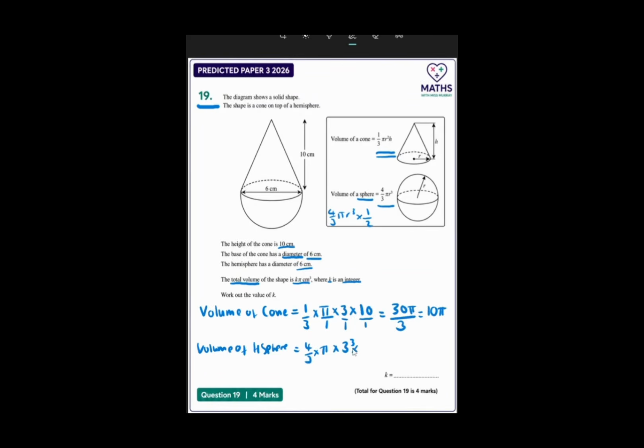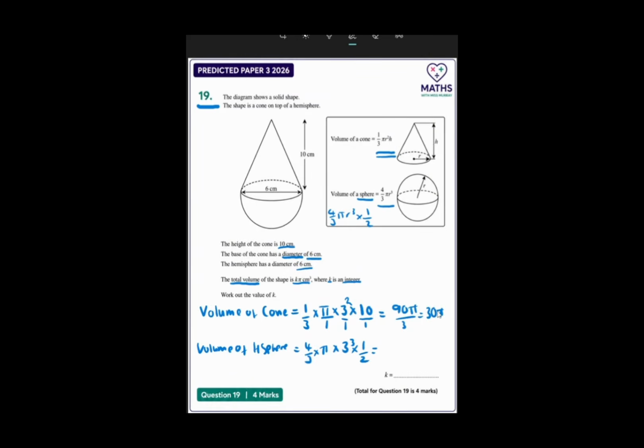Times by a half, which equals, right, I've just realised actually I have made a mistake because I didn't square my radius. It was pi times radius squared times 10. So be careful and make sure you don't do what I've done. So you actually get 90 pi over 3. So when you divide 90 by 3 you get 30 pi. So make sure you don't make silly mistakes like that in your exam.